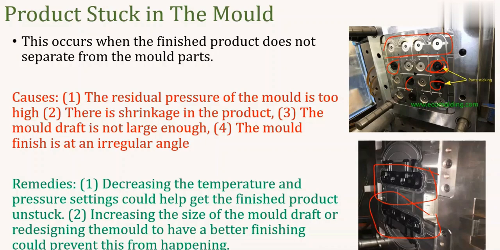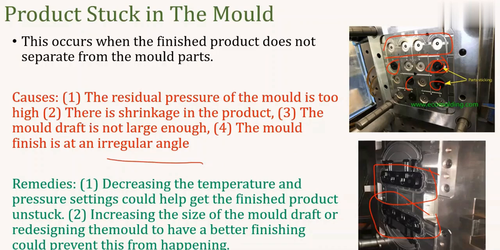Okay, so the draft, that means the pattern draft we have seen there, may not be proper here, and the mold finish is at an irregular angle. The finish has to be very smooth and at a proper angle. If we have some irregular angle, such kind of part sticking will happen.